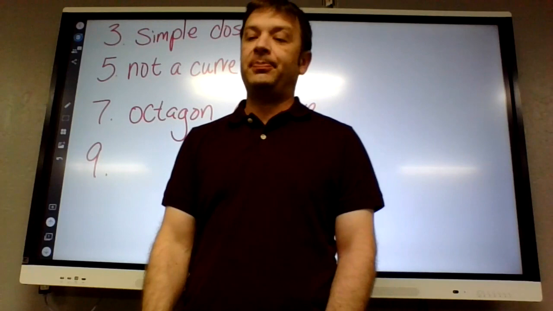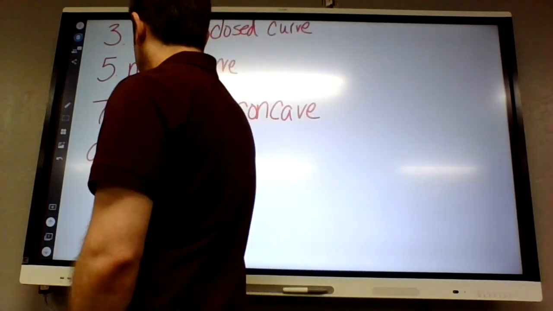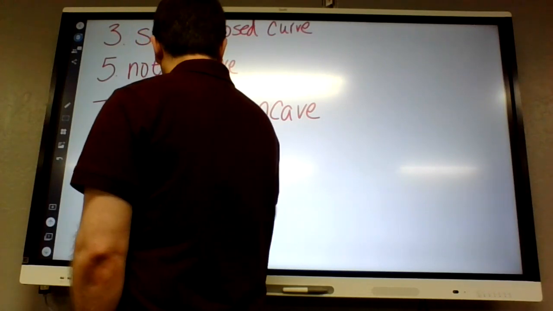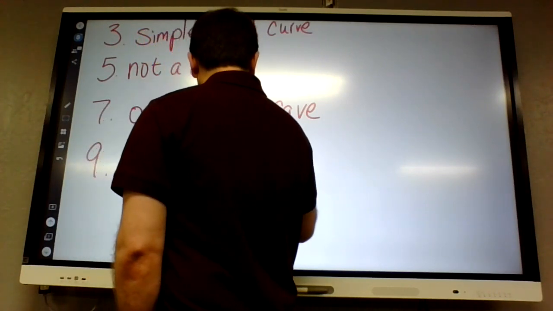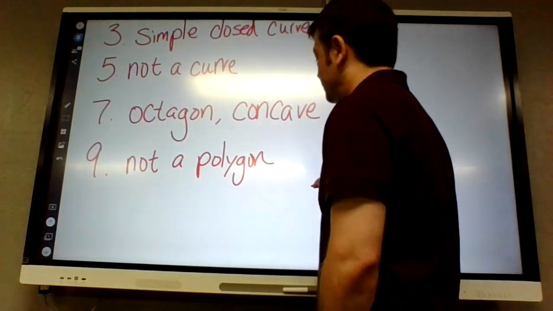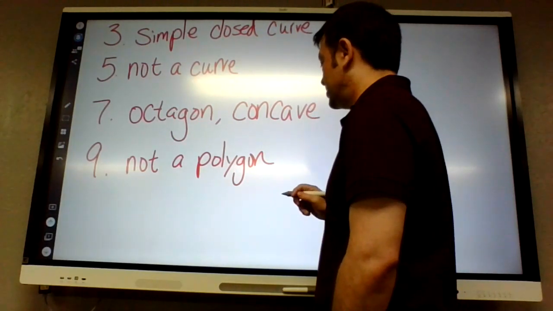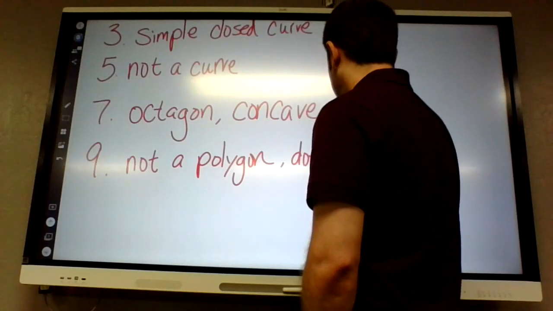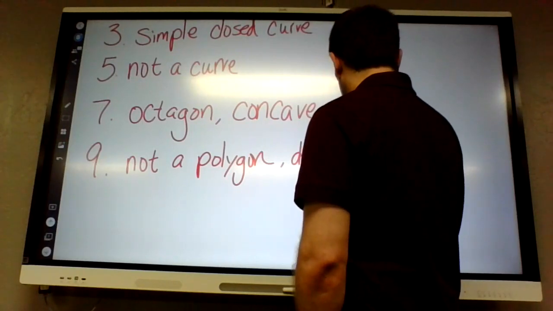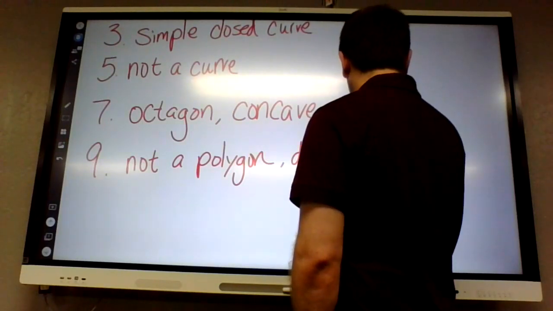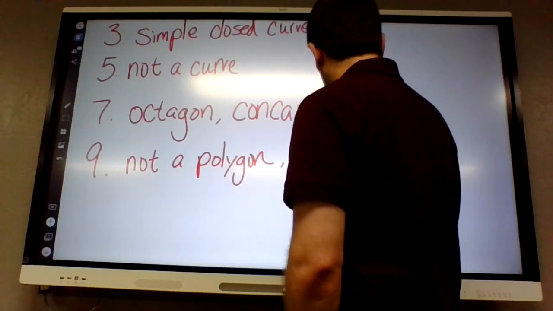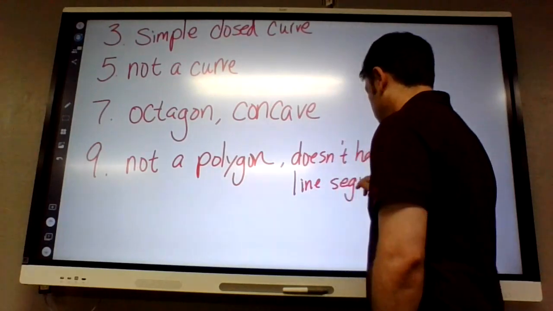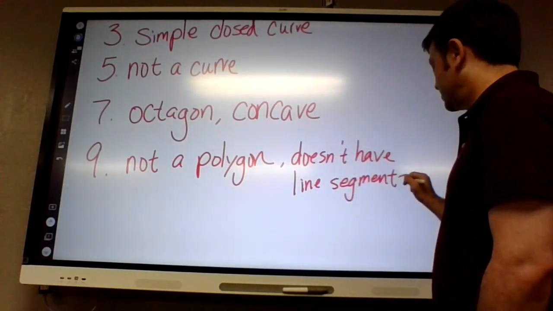Number 9, is that a polygon? It's not. Why is it not? It doesn't have line segments. The sides aren't straight, basically.